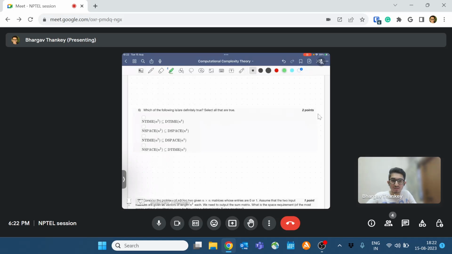So options B and C are correct. Why is B correct? NSPACE(n^2) is contained in DSPACE(n^4) according to the Savitch theorem. Yes, according to the Savitch theorem, option B is correct. And C is not difficult to show. Therefore, B and C are correct, I think.